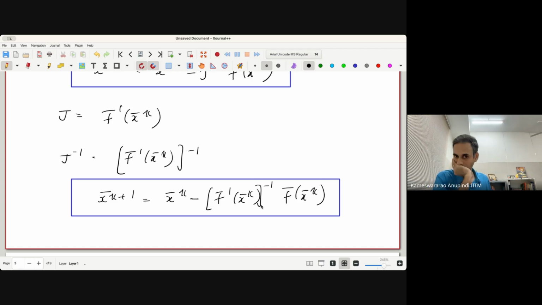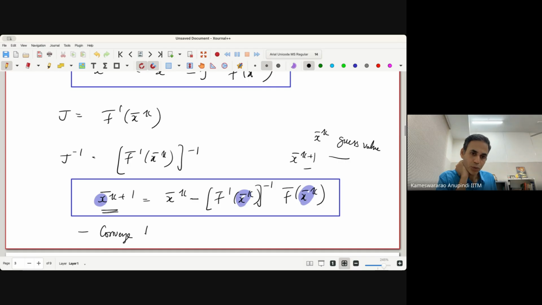Questions on this? So x bar k is the guess value. Then I'm going to compute x bar k plus 1 in the next iteration. Once I have x bar k plus 1, I'm going to use that value to calculate x bar k plus 2, and so on, and hopefully, under favorable conditions, this is going to converge to a root, some r bar. Okay, so it's going to converge to a particular root r bar. Any questions so far?